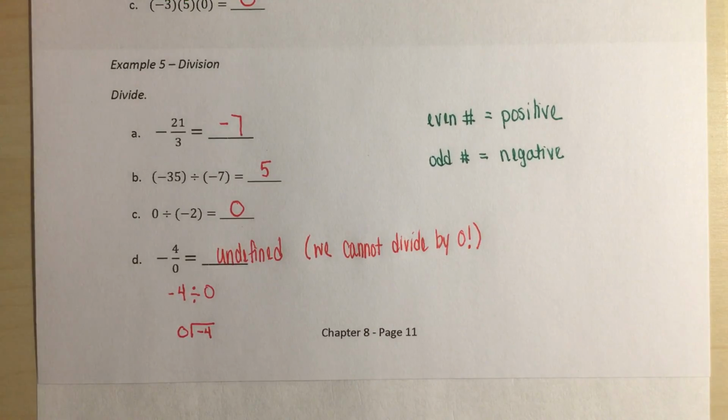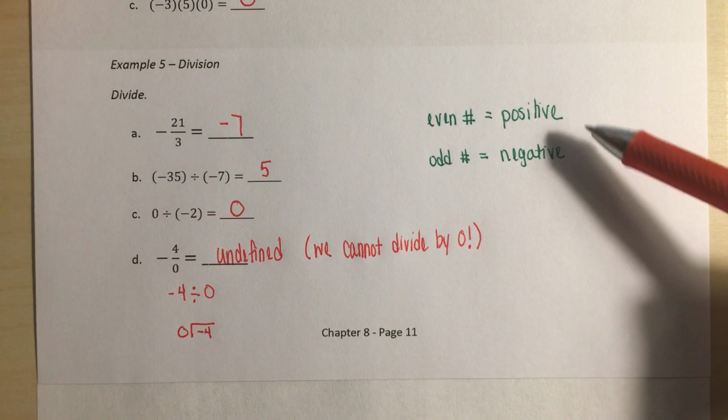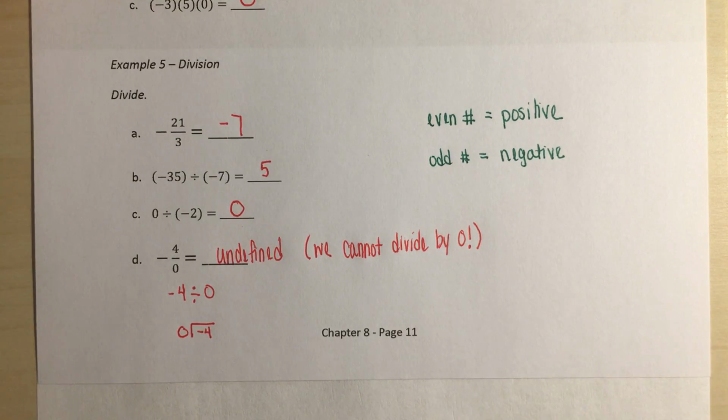Again, hopefully this statement looks familiar. If not, you definitely want to think about it as you're going through these problems. You cannot have 0 as a divisor. We cannot divide by 0. Everything else that we see, we can use our nice even and odd rule. We're just not allowed to divide by 0.